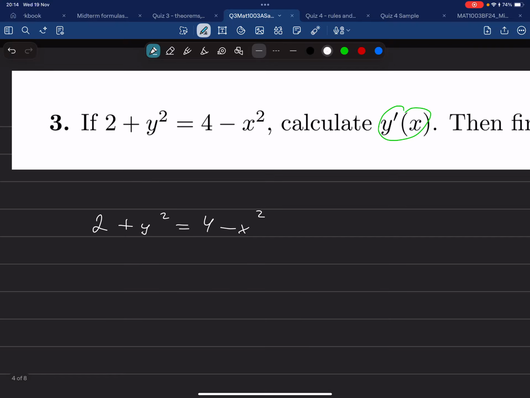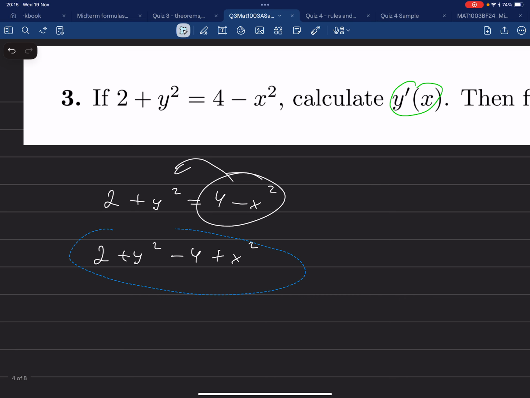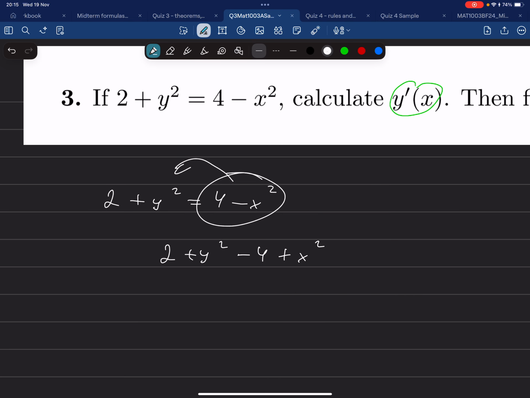So what do I do? As I said, I transfer everything to the left side, and of course, when I'm transferring to the other side, I need to change the signs. So it's going to be 2 plus y squared minus 4 when it transfers to the opposite side plus x squared. And as I had written, this whole expression will be assigned to a function f of x and y. Why is it f of x and y? Because we're used to seeing f of x. Well, in this case, there are two different variables involved. So that's why f depends on both x and y.